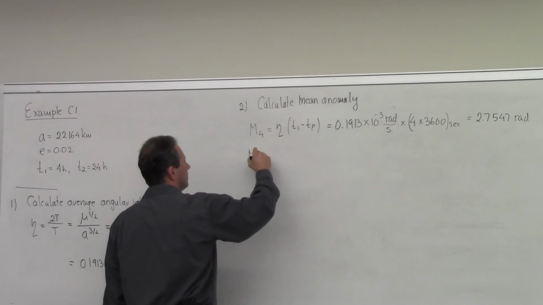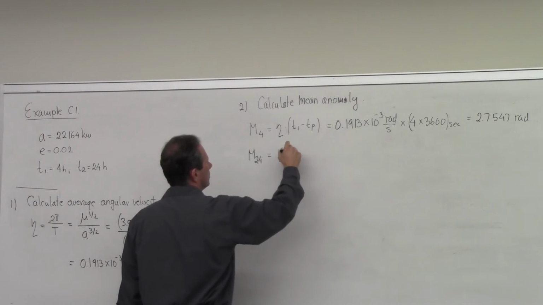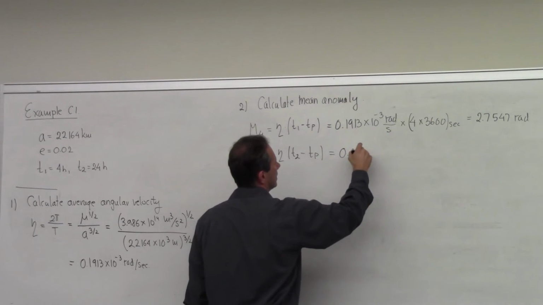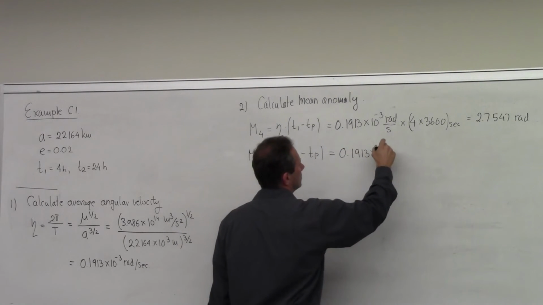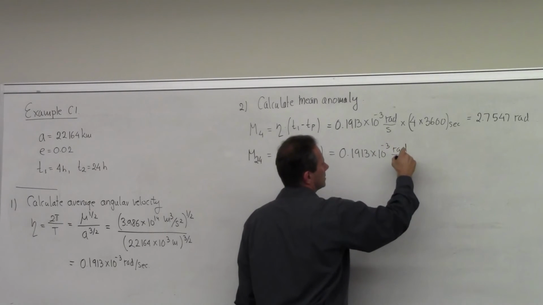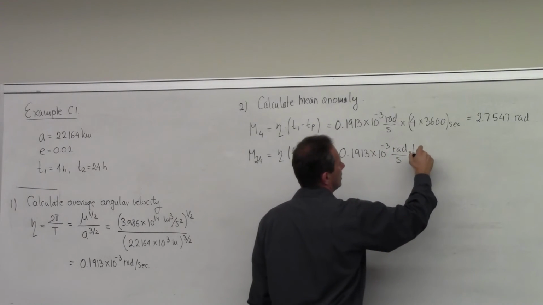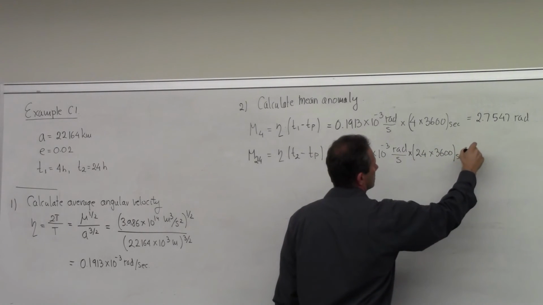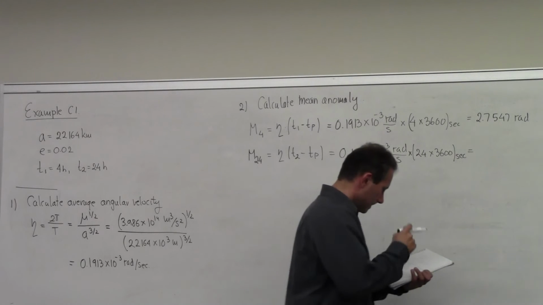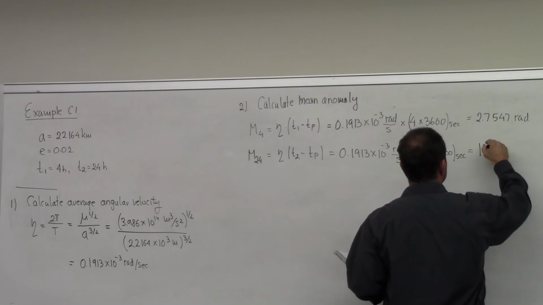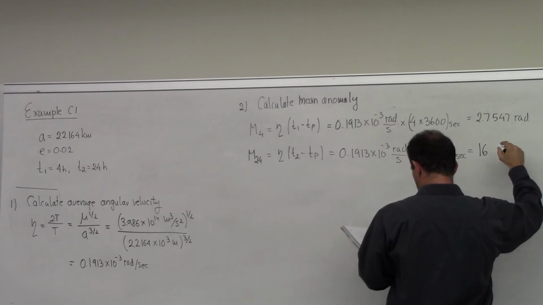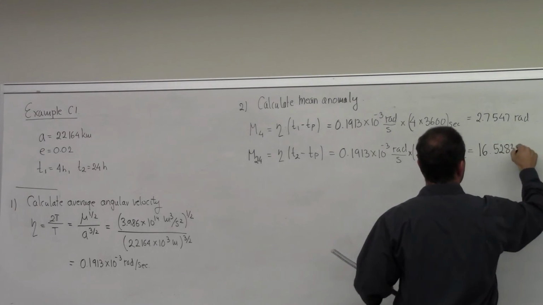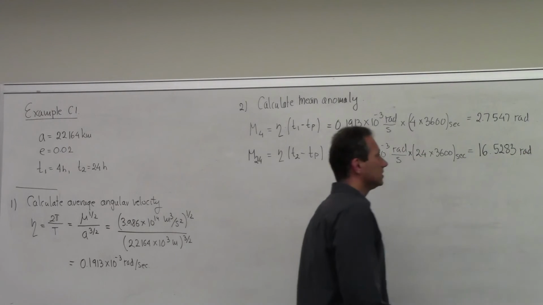Now, M24 is going to be n times T2 minus the time of perigee, which is the same 0.1913 times 10 to the minus 3 radians per second times 24 times 3600 in seconds. So when you calculate this, this gives you 16.5283 radians. Now this is obviously more than 2 pi.